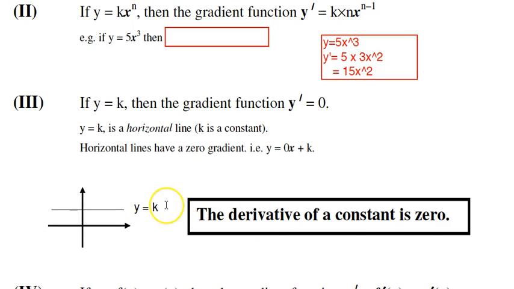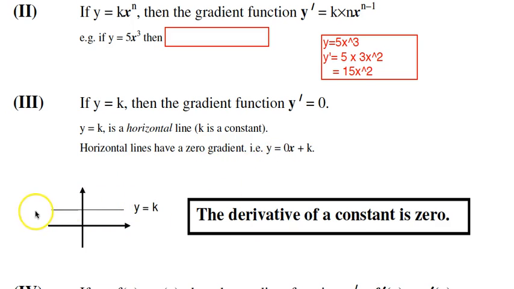What's the gradient? 0. You know how at the beginning, the gradient of flat lines is 0, the gradient of vertical lines is undefined. There is no rise, that's flat. Okay, so the gradient of this line is 0. So horizontal lines have a 0 gradient.